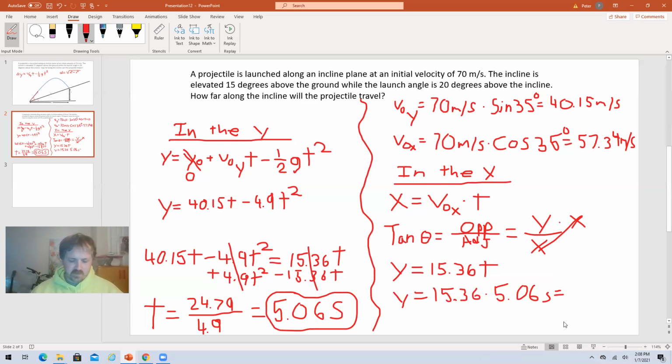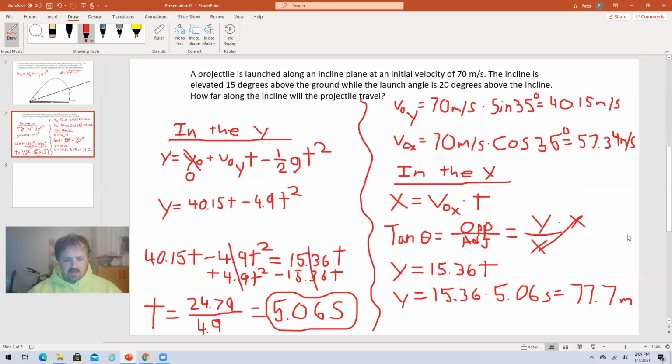Calculator here. Okay, 15.36 times 5.06. So our y comes to about 77.7 meters. Okay.